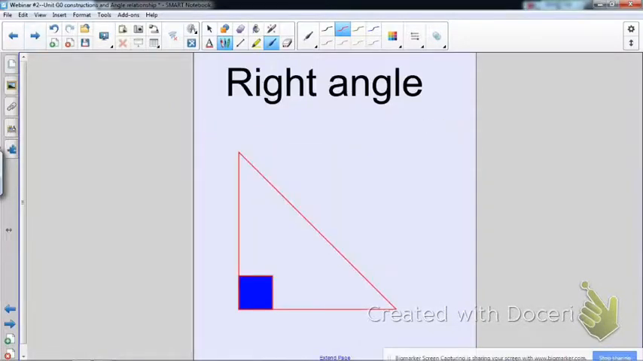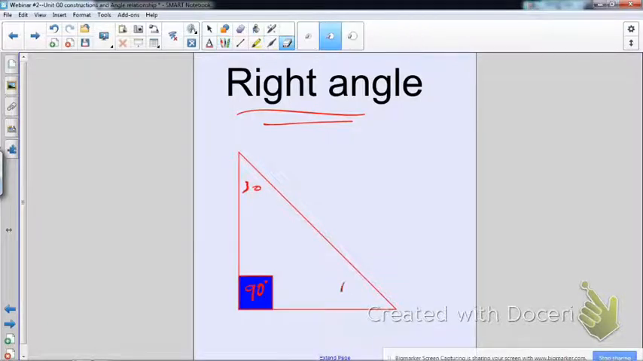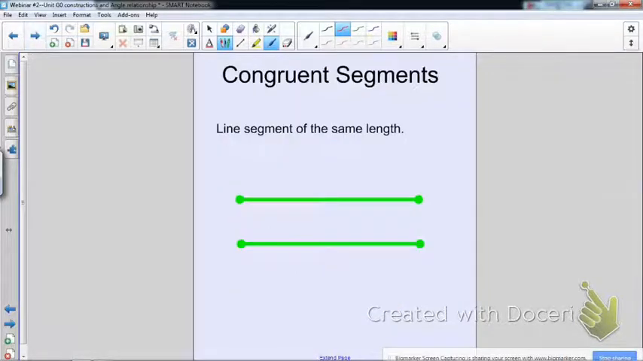A right angle, remember, it has 90 degrees. We will be able to see the 90 degrees right here, and it's represented with a box. It's a triangle that we're talking about, and it's a special triangle. It has a 90, 30, and 60 degrees.